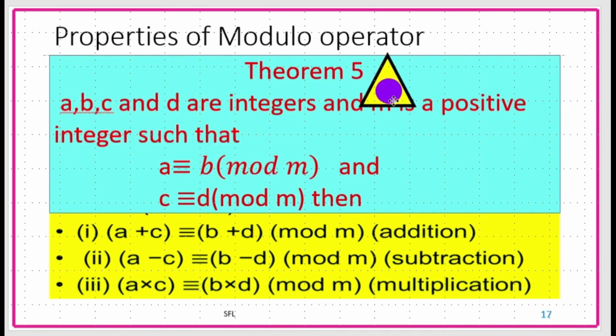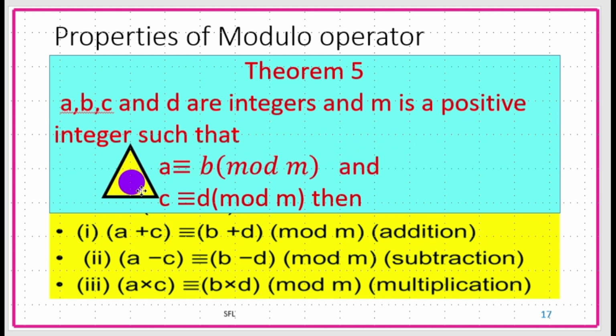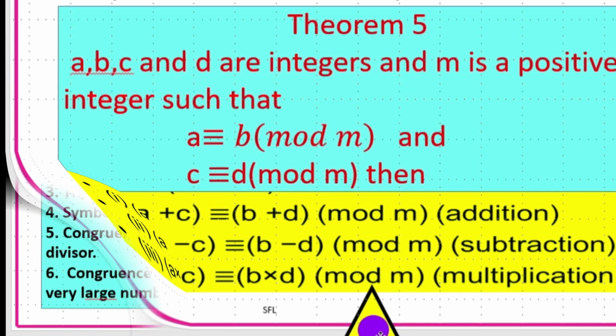Properties of modulo operator. Theorem 5. A, B, C and D are integers and M is a positive integer such that A congruent to B mod M and C congruent to D mod M. Then taking addition on either side of the congruent symbol, A plus C congruent to B plus D mod M. Then the minus operation on either side of this symbol, A minus C congruent to B minus D mod M. Then multiplication, A into C congruent to B into D mod M.